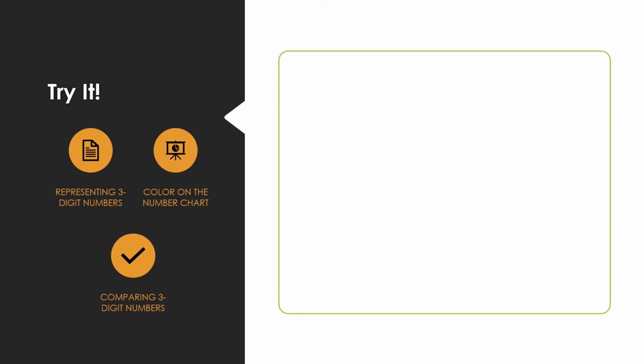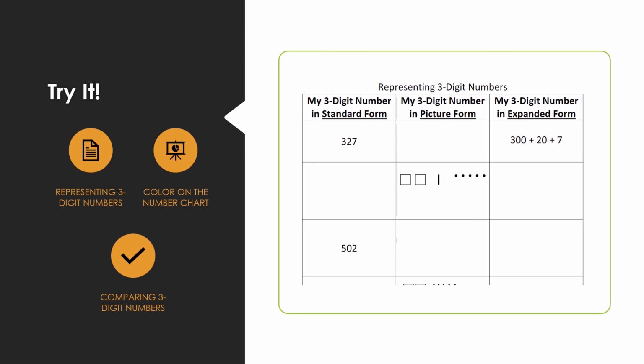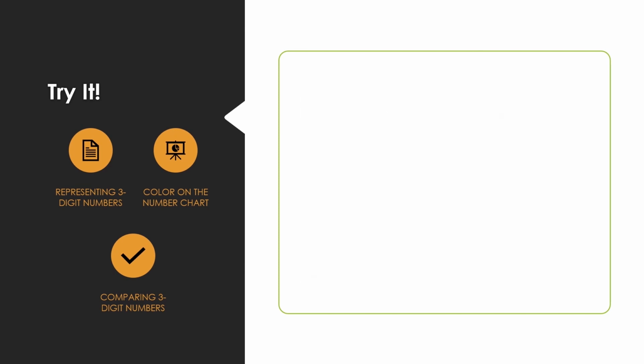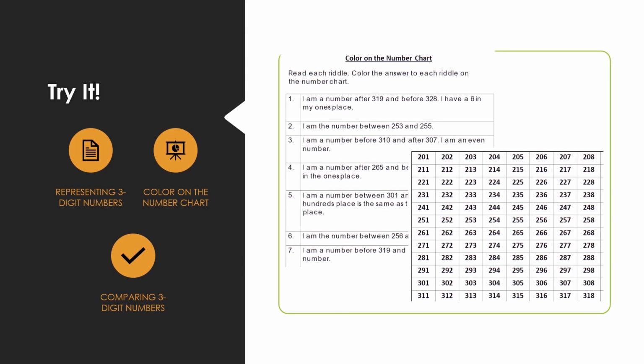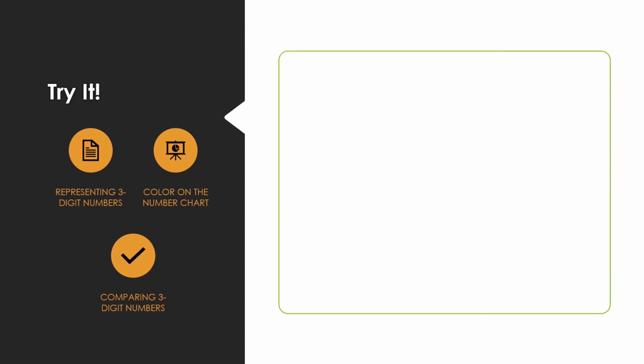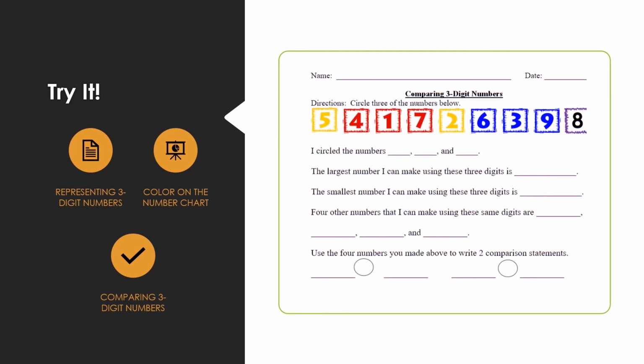As you finish up the read and represent activity, there are a few other activities found in your resource packet. The first being represent 3-digit numbers. You have 1 or 2 of your columns filled out for each number. Your job is to fill in the rest of it. The next activity is color on a number chart. You're going to read each riddle and color the answer to each riddle on the number chart. And then finally, comparing 3-digit numbers. Circle 3 of the numbers below and work through the rest of the worksheet.